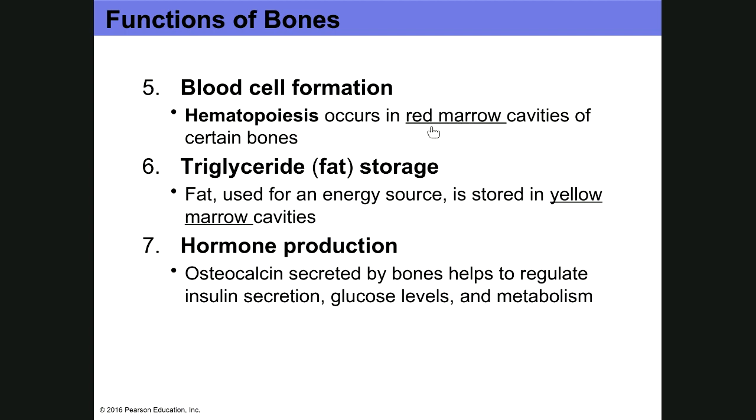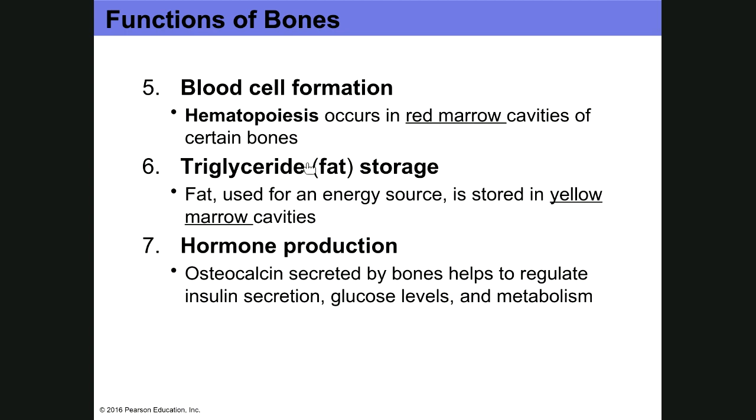Now, where is the red bone marrow? Red bone marrow is at the ends of long bones. Now, if we're dealing with flat bones, you'll find it dispersed all throughout the middle, all right? But most of our hematopoiesis is occurring in red bone marrow at the ends of long bones.